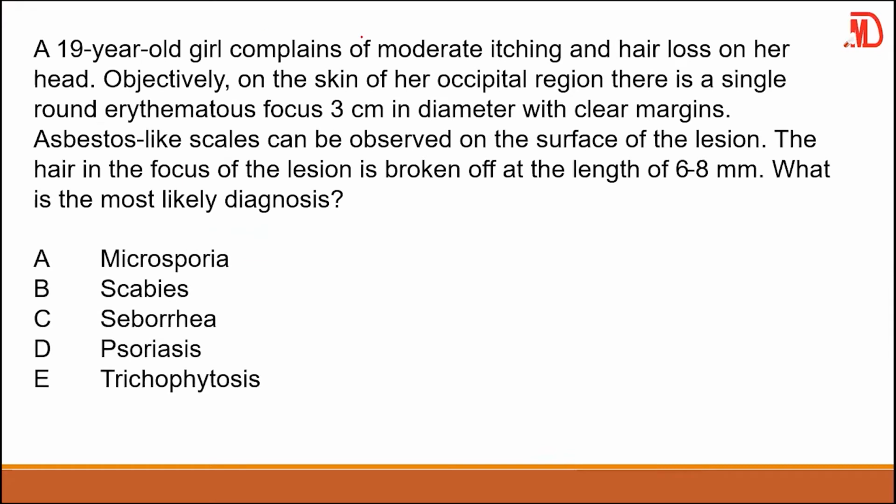A 19-year-old girl complains of moderate itching and hair loss on her head. Objectively, on the skin of her occipital region, there is a single round erythematous focus, 3 centimeters in diameter, with clear margins. Asbestos-like scales can be observed on the surface of the lesion. The hair in the focus of the lesion is broken off at the length of 6 to 8 millimeters. What is the most likely diagnosis?